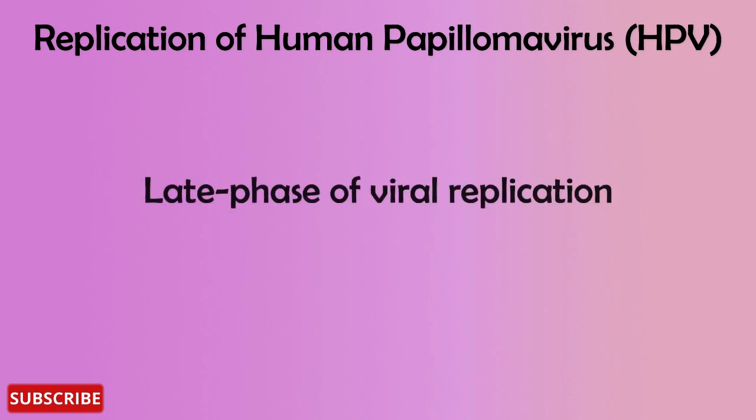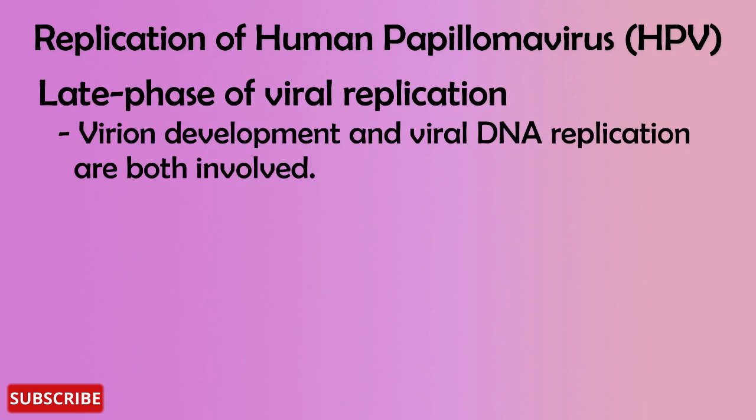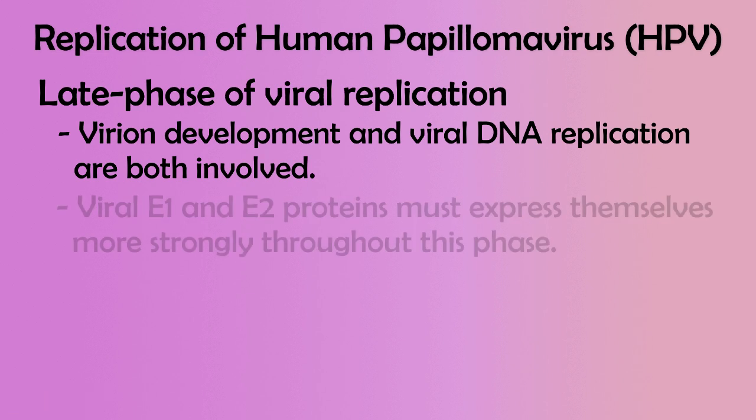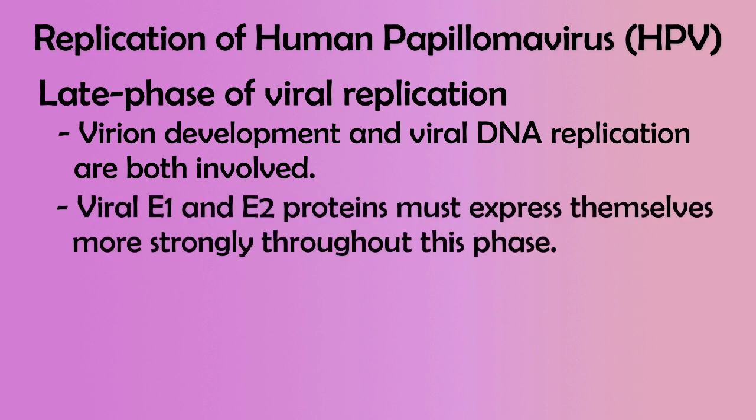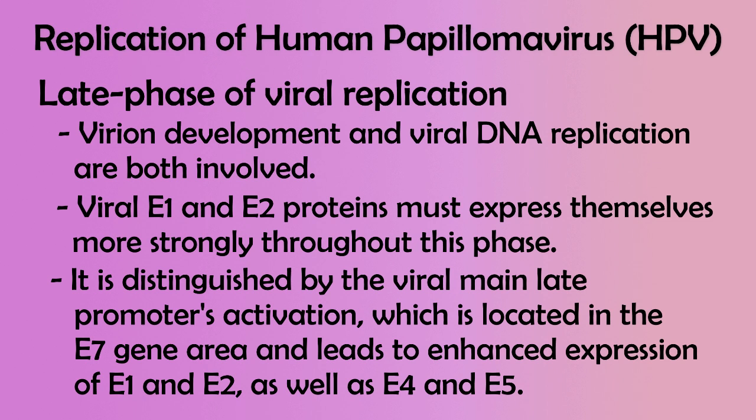Late stage of viral replication. Virion development and viral DNA replication are both involved. Viral E1 and E2 proteins must express themselves more strongly throughout this phase. It is distinguished by the activation of the viral major late promoter, which is located in the E7 gene area and leads to the enhanced expression of E1 and E2 as well as E4 and E5.